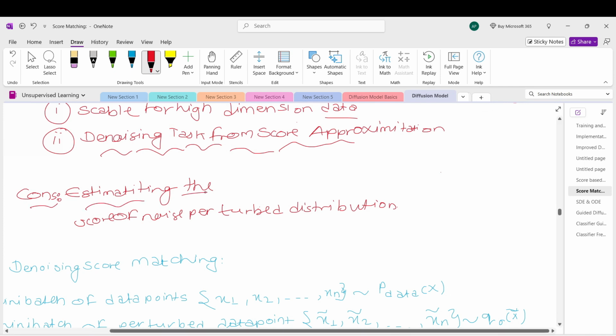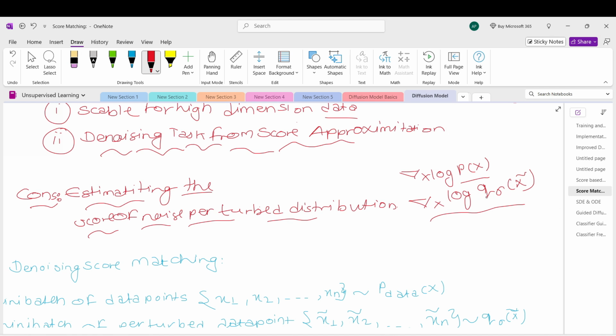So we are estimating the score of the noisy, perturbed distribution. We are no longer estimating the actual score of x, our real data distribution. We are estimating this quantity here: the log of q sigma, which is the perturbed distribution. So we are actually approximating this quantity here.